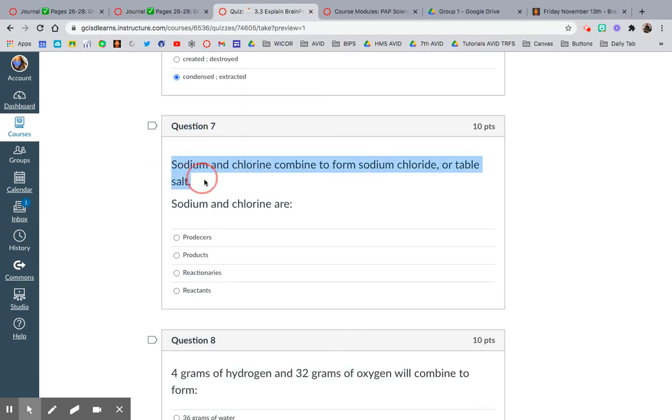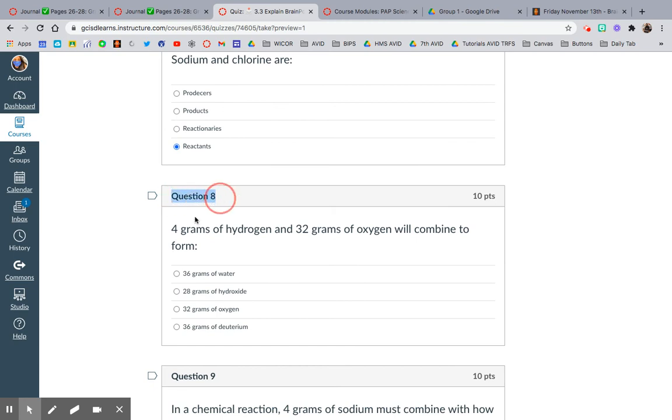Question 7, sodium and chlorine combine to form sodium chloride, or table salt. Sodium and chlorine are producers, products, reactionaries, or reactants. Question 8. 4 grams of hydrogen and 32 grams of oxygen will combine to form 36 grams of water, 28 grams of hydroxide, 32 grams of oxygen, or 36 grams of deuterium.